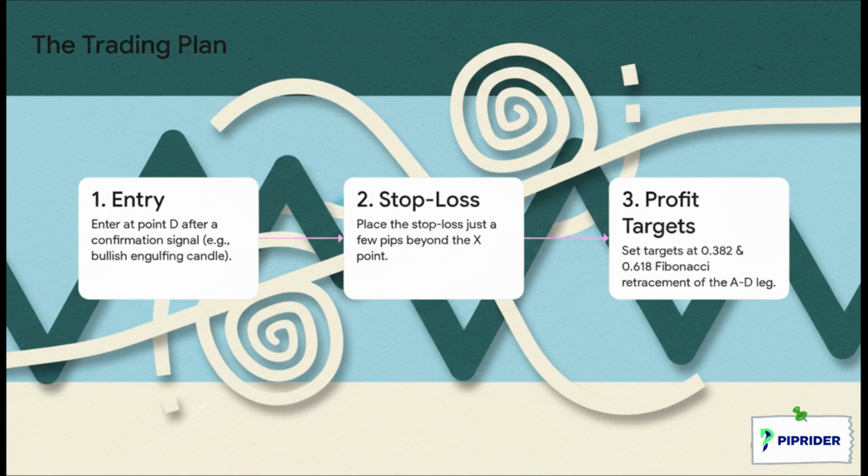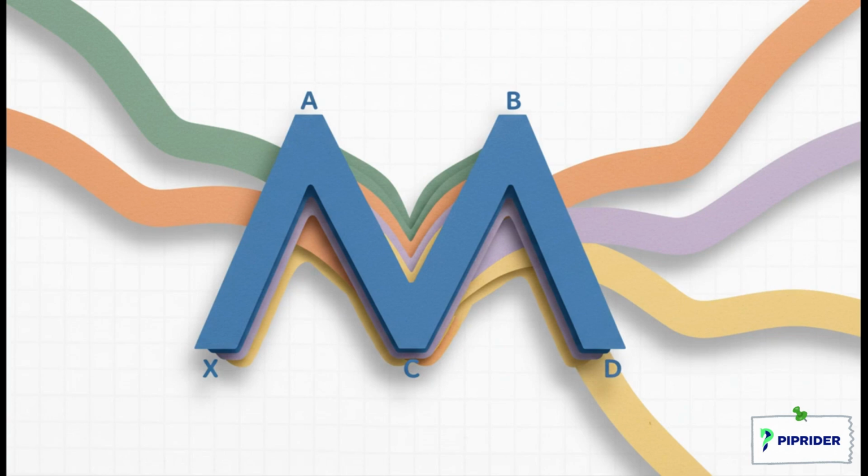And finally, step 3, your profit targets. These are also based on Fibonacci, usually the 38.2% and 61.8% pullbacks of the move from A to D. Simple. But listen, here's something that separates new traders from experienced ones. Never, ever trade a pattern in isolation.